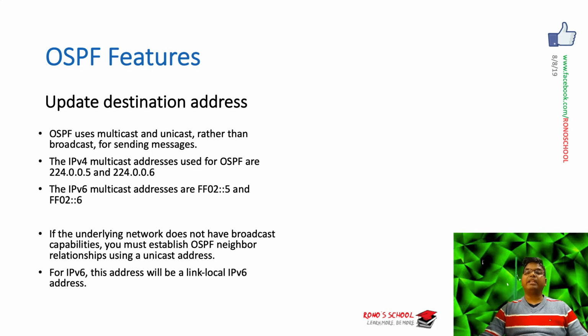The IPv4 multicast addresses used for OSPF are 224.0.0.5 to send information to all OSPF routers and 224.0.0.6 to send information to DR/BDR routers. The IPv6 multicast addresses are FF02::5 for all OSPFv3 routers and FF02::6 for all DR/BDR routers. If the underlying network doesn't have broadcast capabilities, you must establish OSPF neighbor relationships using a unicast address. For IPv6, this address will be the link-local IPv6 address.